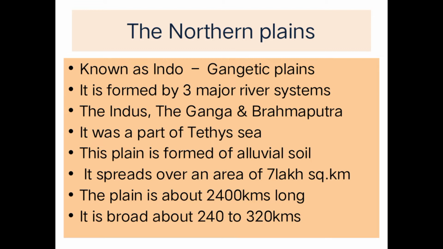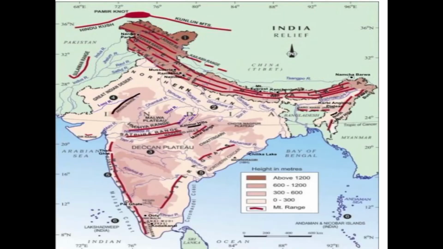This Himalayan system was a part of the Tethys Sea. This sea had plate movement which was converging and lifted these mountain ranges up, and so it is called the young fold mountains. This plain is formed of alluvial soil. It spreads over an area of 7 lakh square kilometers. The plain is about 2400 kilometers long. It is broad, about 240 to 320 kilometers east to west.